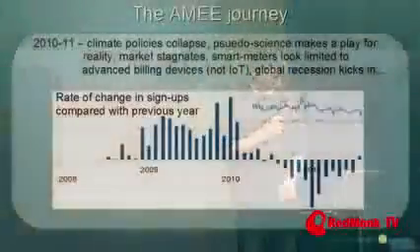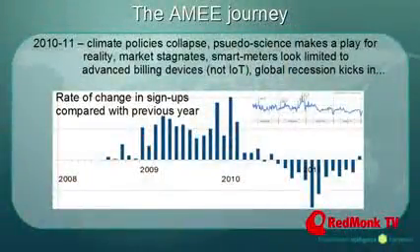The market stagnated. Smart meters looked limited to a form of advanced billing rather than anything actually useful. Certainly not anything aligned with the Internet of Things. And the global recession kicked in. So that had a few implications. So looking at that rate of change graph again, it went somewhat the other way.